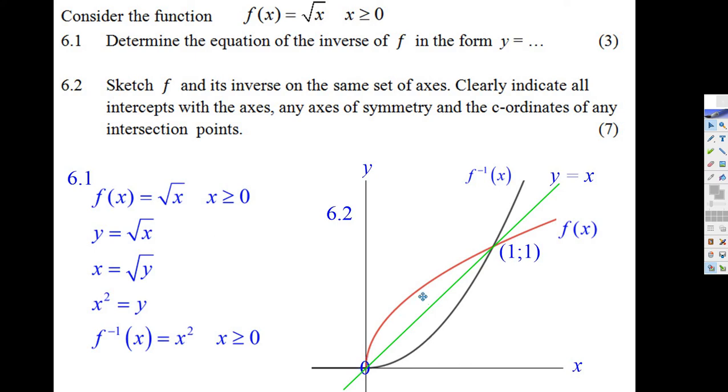So I guess that's about it. The red one's f of x, the black one's the inverse of x. And that's how it works.